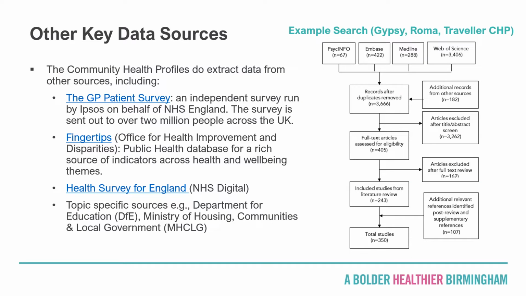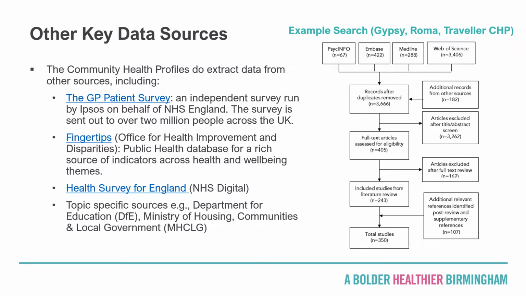Although journal articles made up a large proportion of the data included in each one of these community health profiles, they certainly weren't the only type of data that was included. We also scoped for a breadth of government data sources, national health databases, and reports from relevant community organisations. Some of the main resources that we included are highlighted on screen and include things like the GP patient survey, Fingertips data from OHID, the Health Survey for England from NHS, the 2021 census, and topic-specific sources. So, for example, when we were reporting on academic attainment, we quite often referred to the Department for Education.